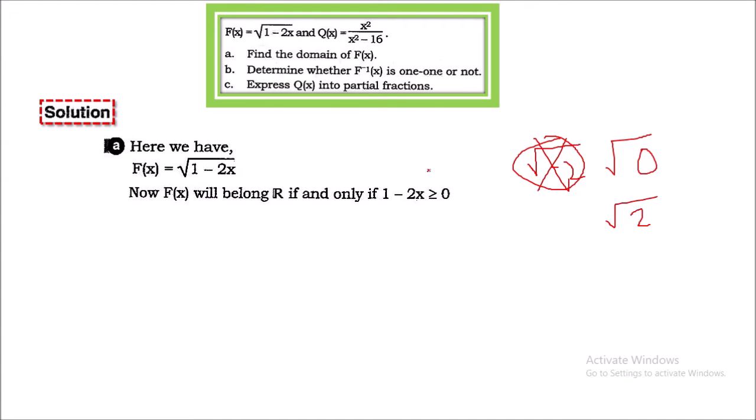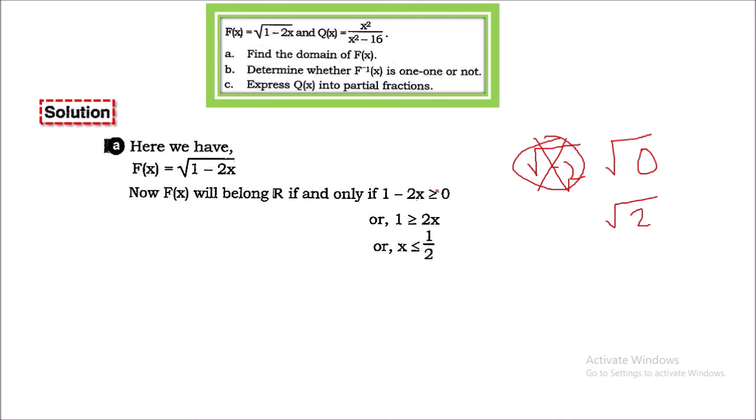So you can find out any value if it is inside the root, if it is a positive number or 0. For that reason, it is said that f(x) will belong to R. R means real number, if and only if 1 − 2x ≥ 0. Or equal to 0 means it could be 0 or it can be greater than 0.